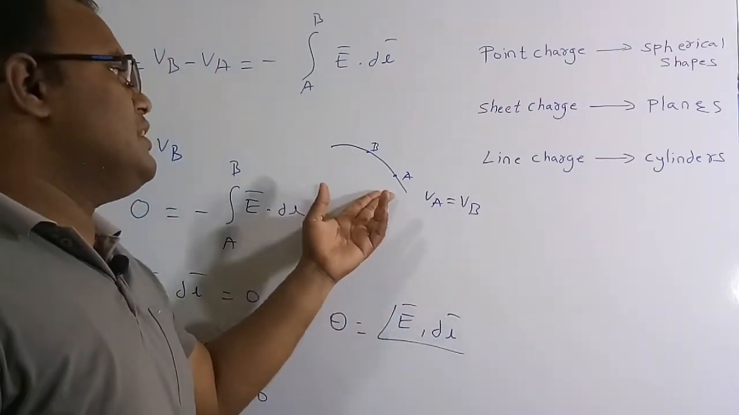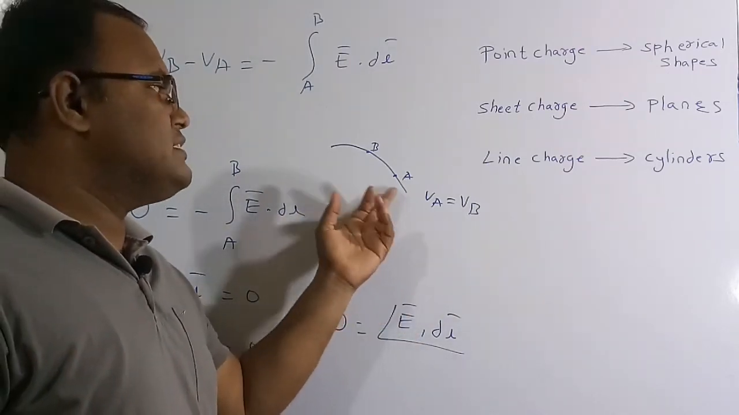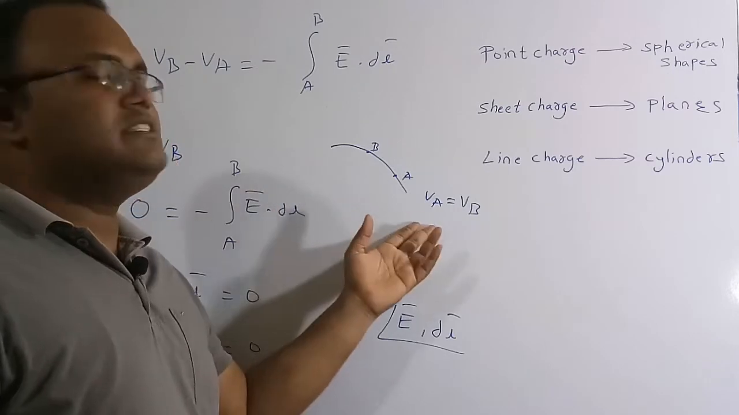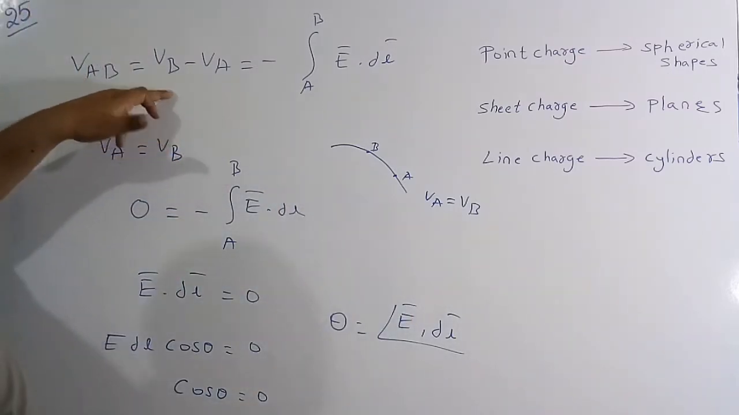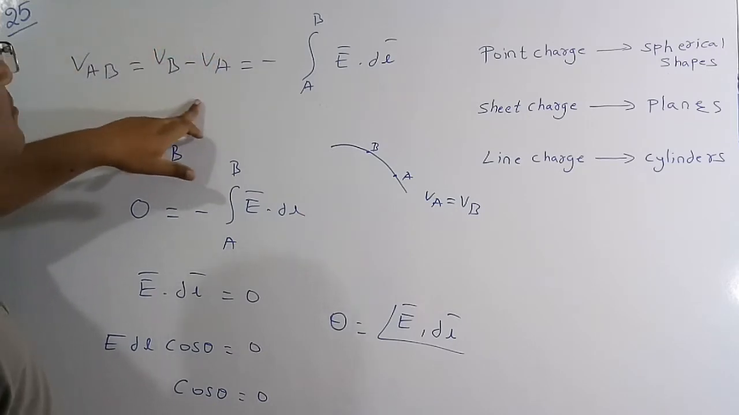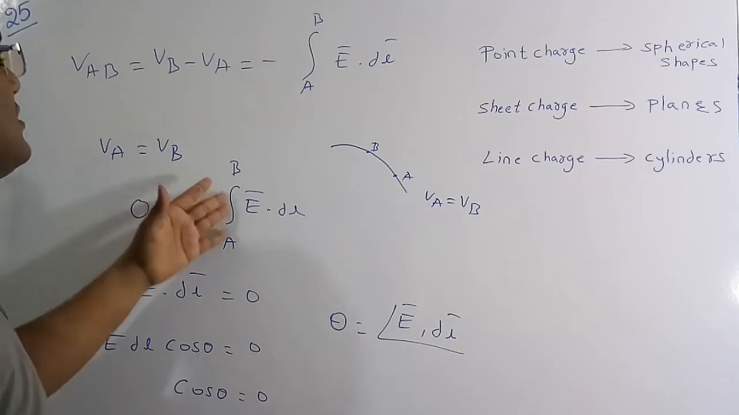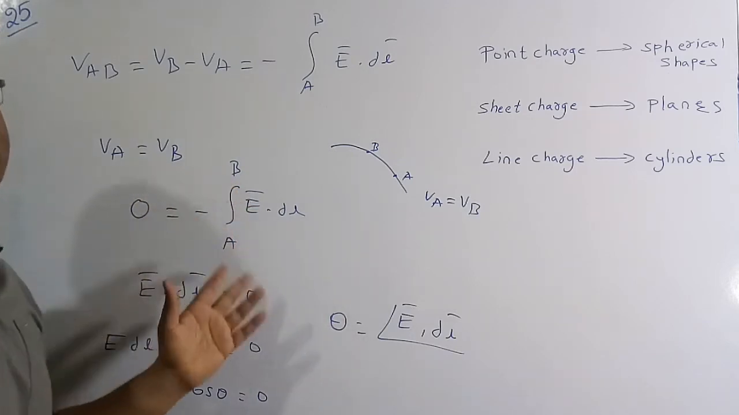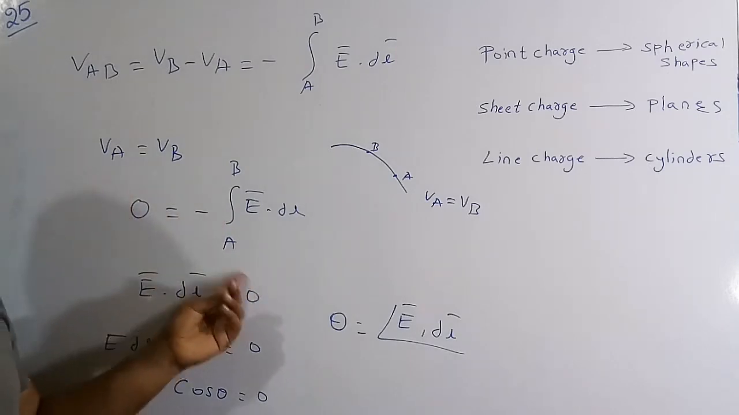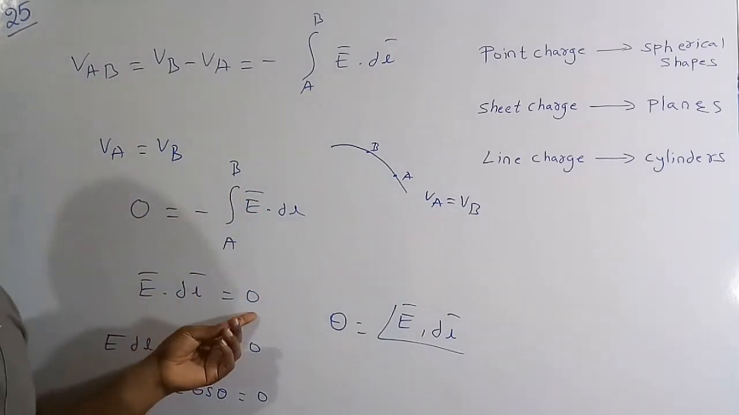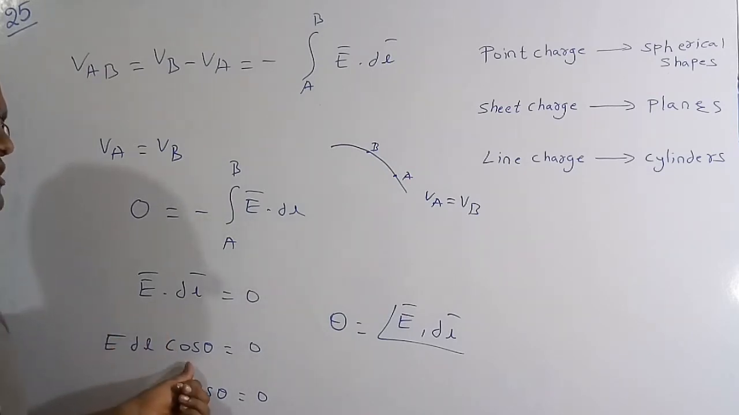So if the plane is called an equipotential plane, all the voltages at each and every point on that plane are the same. Therefore VA is equal to VB. If you substitute here, VAB will become 0 because the difference is 0. So 0 is equal to minus integral of A to B E bar dot dL bar. So we can say E bar dot dL bar is equal to 0. E bar dot dL bar is nothing but E into dL into cos theta, equal to 0.